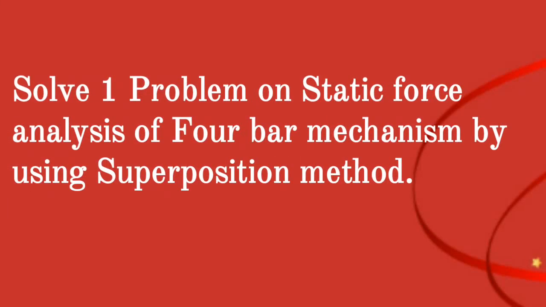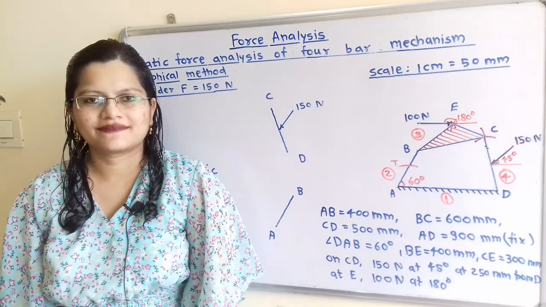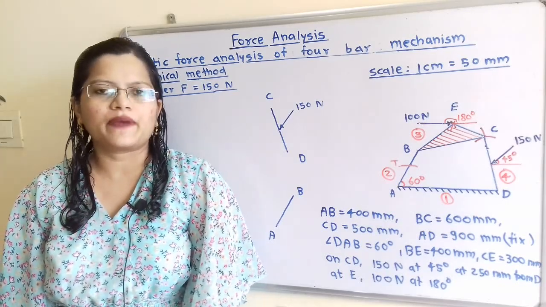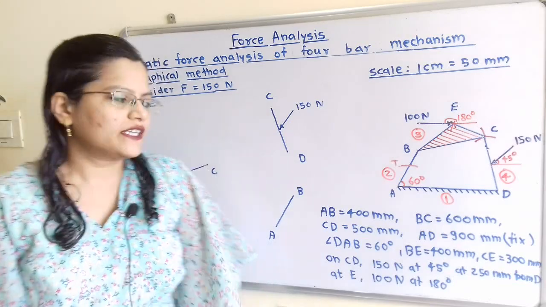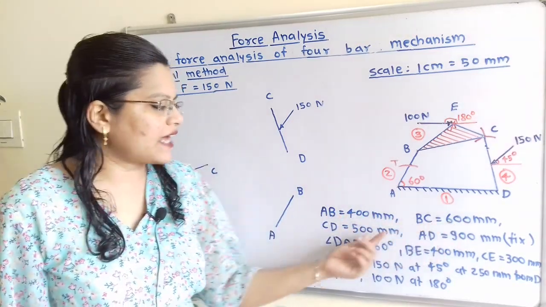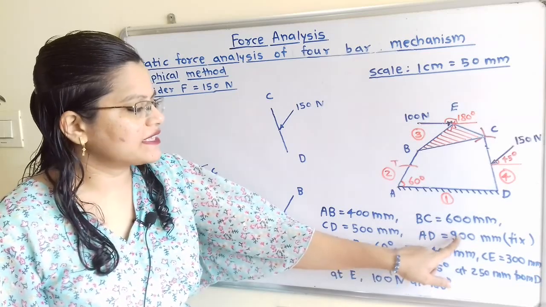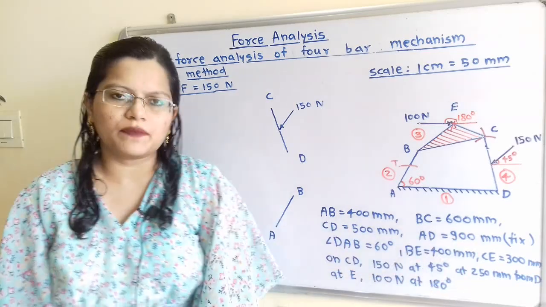Solve one problem on static force analysis of 4-bar mechanism by using superposition method. Let us understand how to draw the diagram as per given data. Here the lengths of all links are mentioned in the question. Link AD is the fixed link and length is 900 mm.